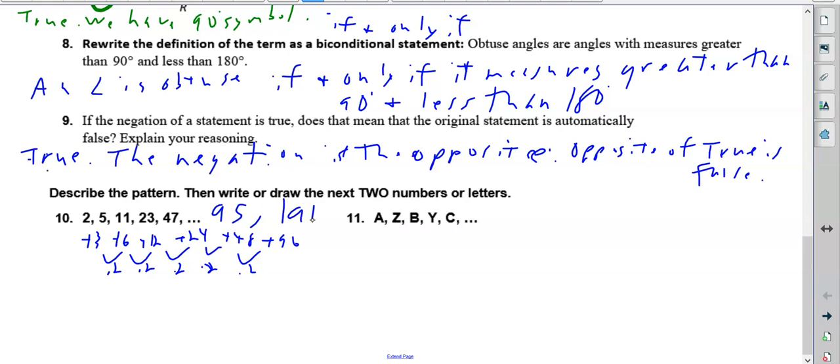Okay, another way you might see it is, and it just came to me, 2 plus 1 is 3, so I add 3. 5 plus 1 is 6, so I add 6. 11 plus 1 is 12, I add 12. 23 plus 1 is 24, I add 24. 47 plus 1 is 48, and so on. So there's more than one way to describe the pattern sometimes. The latter one came to me kind of quickly.